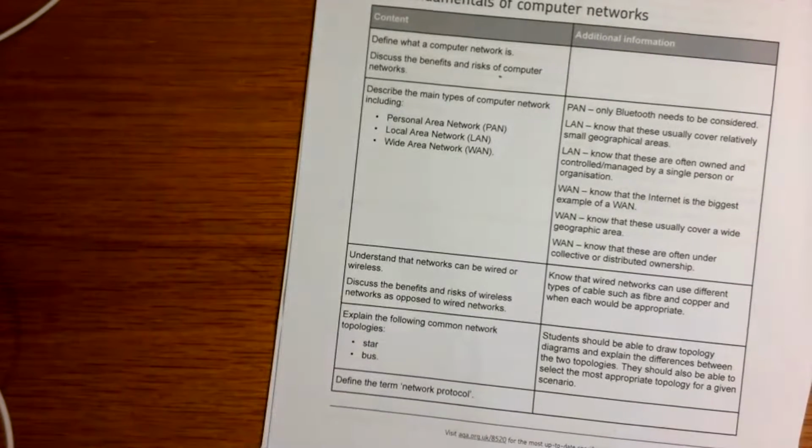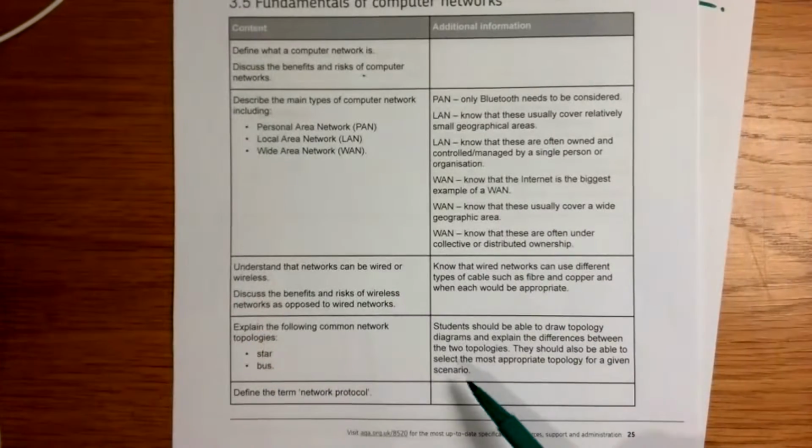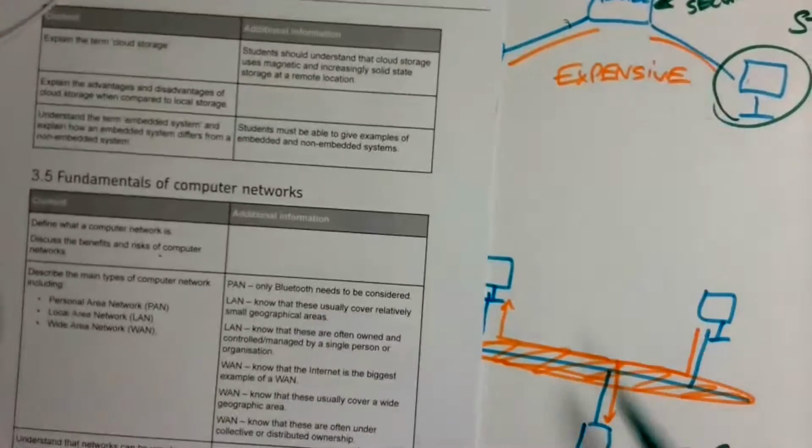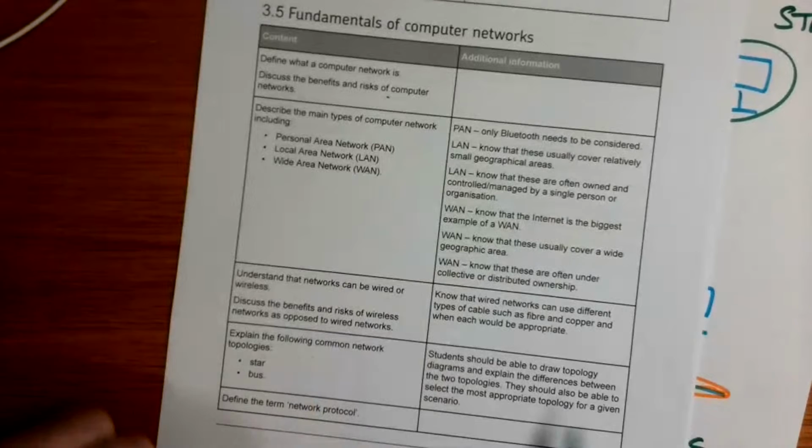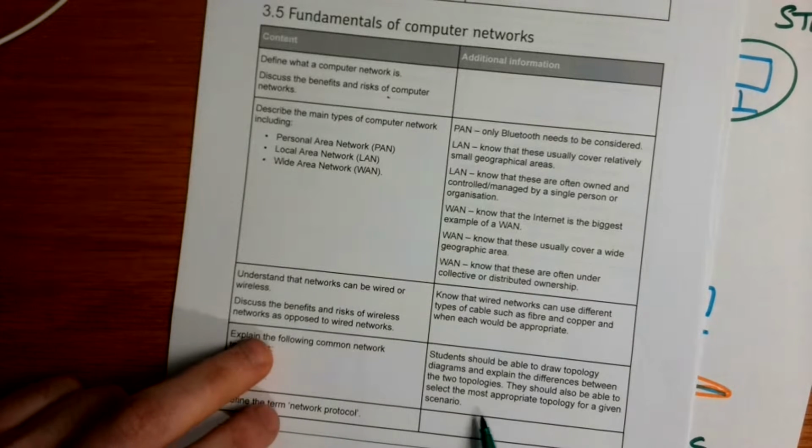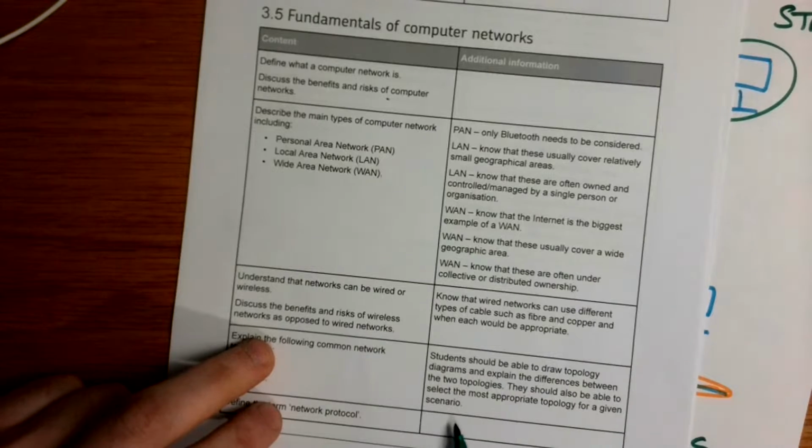As it says here, explain the difference between the two. You should be able to draw the topology. This is a topology, a drawing of how the network looks, and explain the differences between the two topologies. We've just done that. You should also be able to select the most appropriate topology for a given scenario.